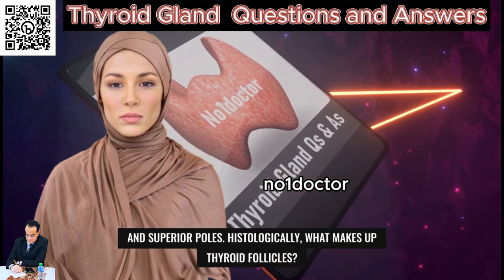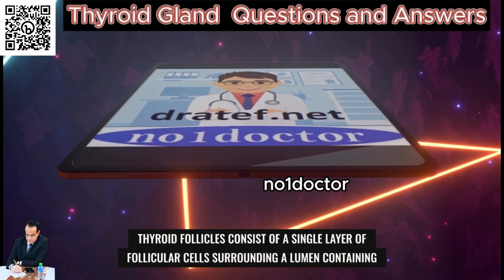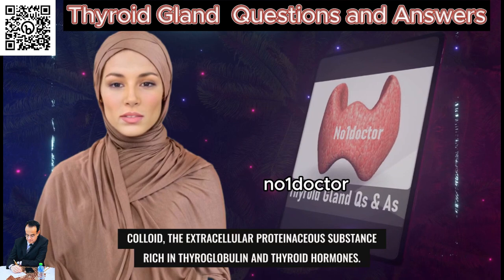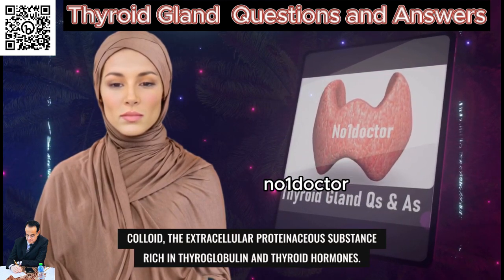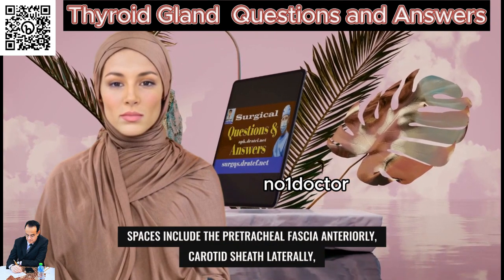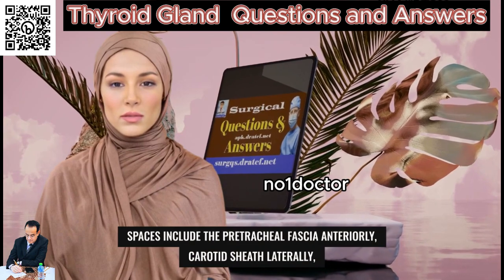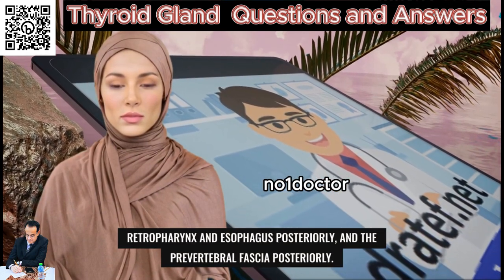Histologically, what makes up thyroid follicles? Thyroid follicles consist of a single layer of follicular cells surrounding a lumen containing colloid, the extracellular proteinaceous substance rich in thyroglobulin and thyroid hormones. What anatomical spaces surround the thyroid gland? Spaces include the pretracheal fascia anteriorly, carotid sheath laterally, retropharynx and esophagus posteriorly, and the prevertebral fascia posteriorly.